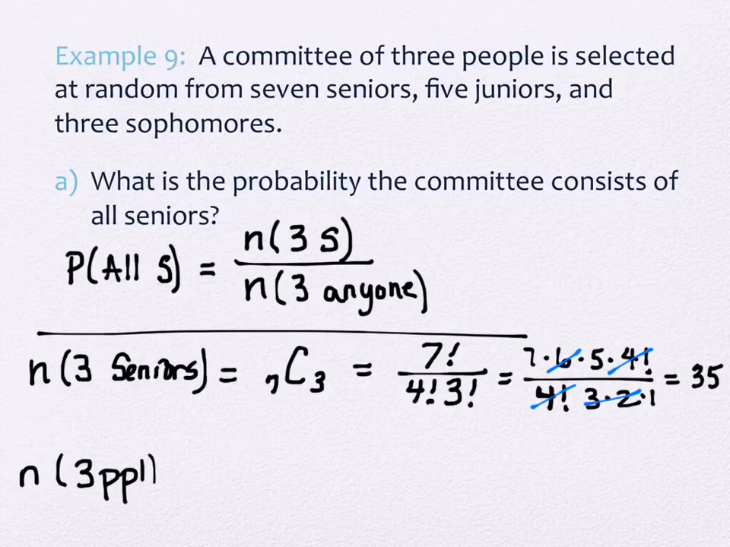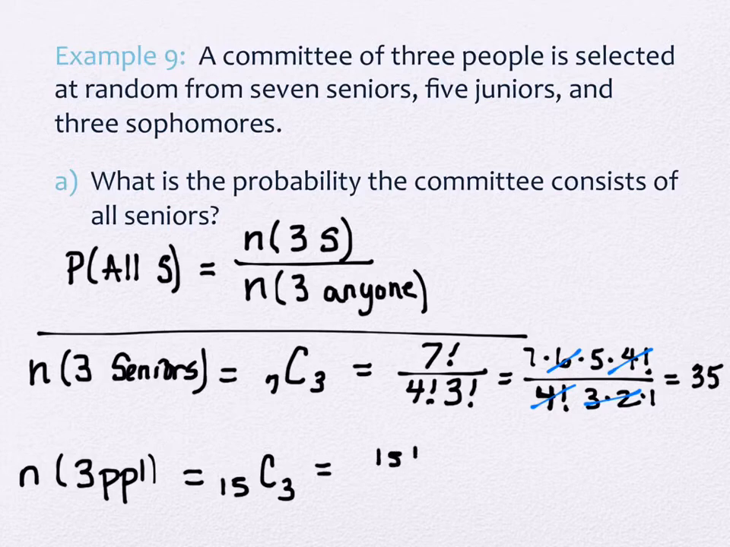Any 3 people. So what do I have? 15 C3, right? Because there's 15 committee members. This isn't a comparison of seniors versus not seniors. This is seniors compared to everybody. So that's why it's all 15 people I'm selecting down here.